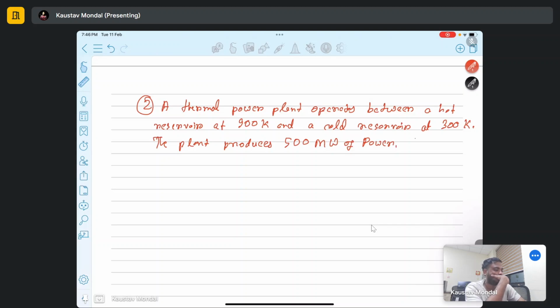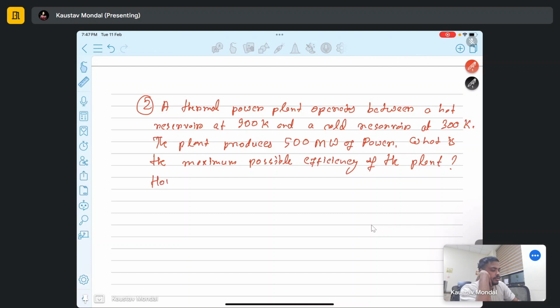Then you have to find out what is the maximum possible efficiency of the plant, and the next thing you have to calculate is how much heat must be rejected to the cold reservoir per second.